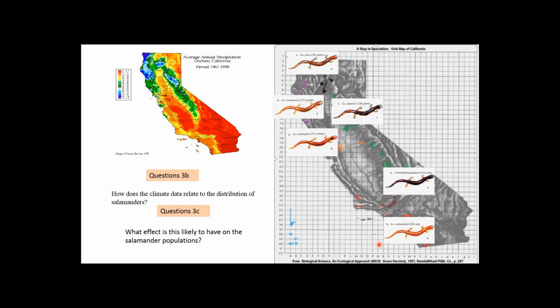3C, what effect is this likely to have on the salamander population? So what effect would this have on the population? Are the salamanders going to be able to spread everywhere into California? Are there going to be barriers between them possibly? Are they only going to be able to spread in certain areas or certain ways? So it's kind of interesting that here, and then it kind of goes like this, where it's just barely wet enough for them to survive, which is kind of interesting, right?